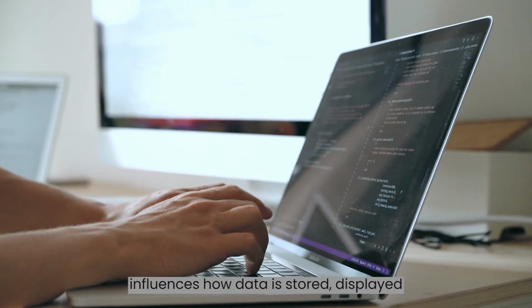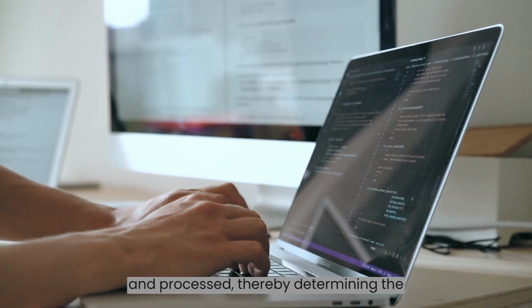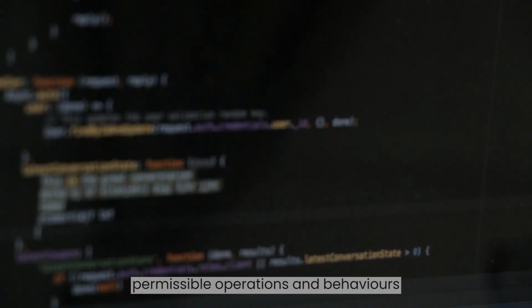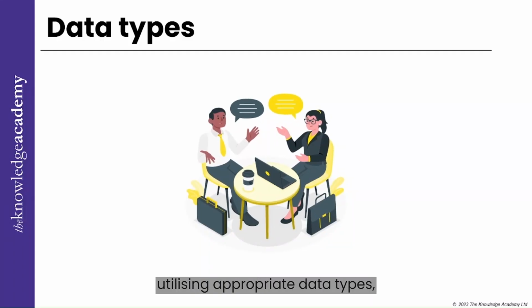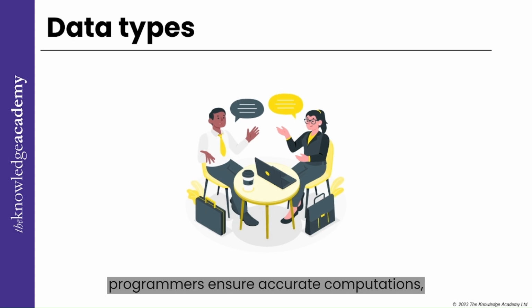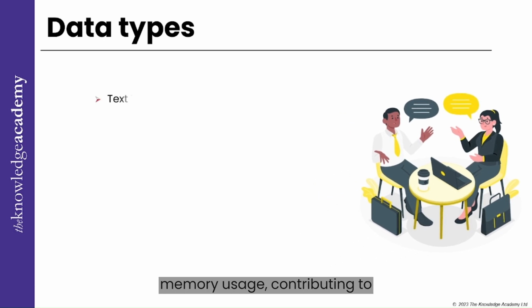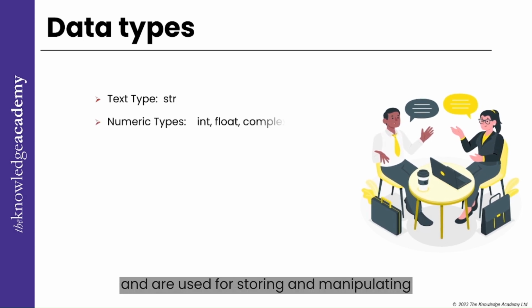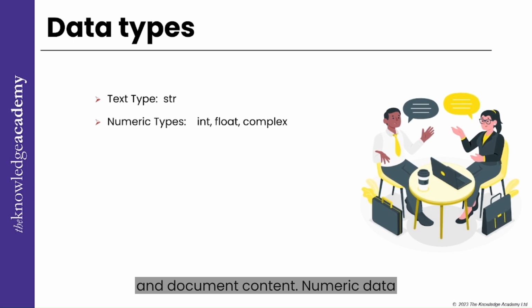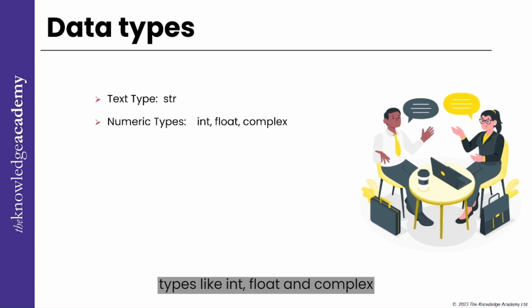Each data type influences how data is stored, displayed, and processed, thereby determining the permissible operations and behaviors associated with the values. By utilizing appropriate data types, programmers ensure accurate computations, effective data manipulation, and optimized memory usage, contributing to the reliability and efficiency of Python programs. String data type. Strings represent sequences of characters and are used for storing and manipulating textual data such as names, sentences, and document content.